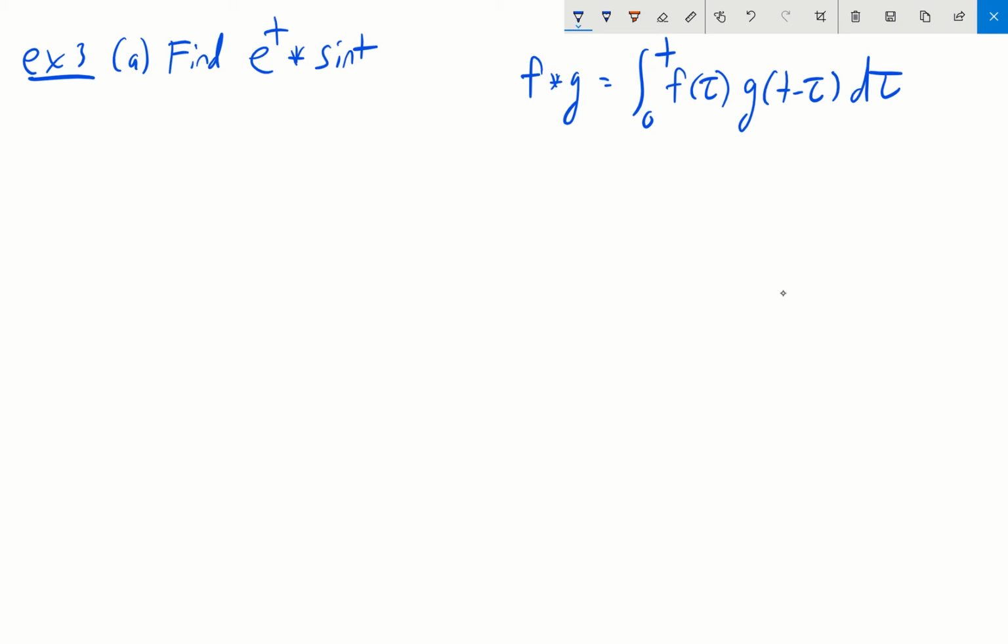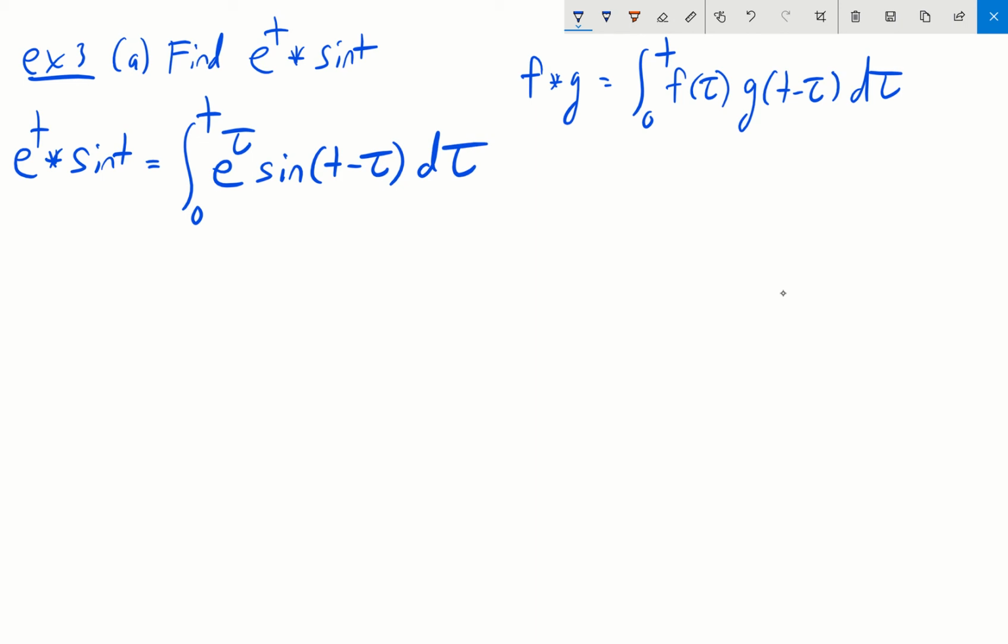So this convolution, by definition, e to the t convoluted with the sine of t is going to be equal to the definite integral from 0 to t. This function we want to think of as a function of tau. So everywhere you see a t, put tau. So this is going to be e to the tau times g of t minus tau, so times the sine of t minus tau, and then the integration is done d tau.